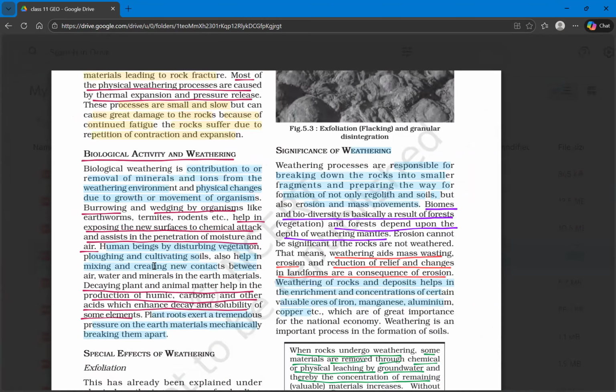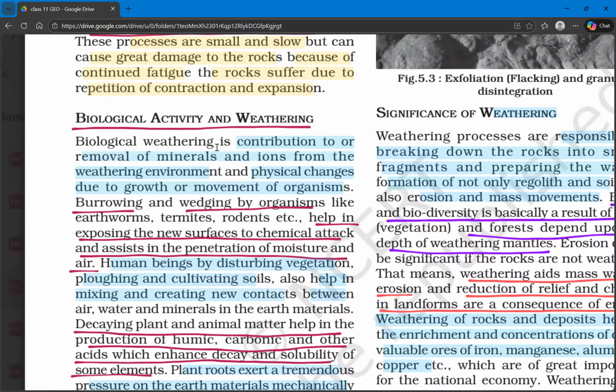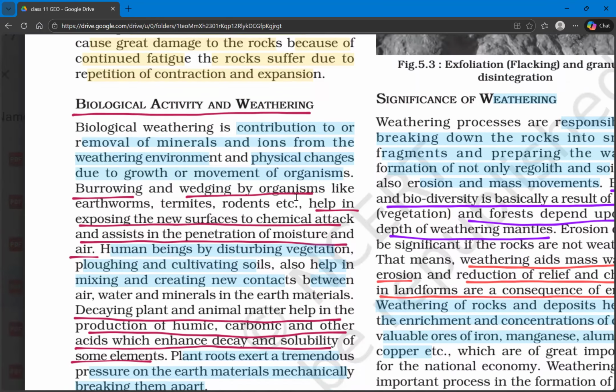And the next category is biological activity. So under biological activity, how is it contributed? Biological weathering is contribution to or removal of minerals and ions from the weathering environment and physical changes due to the growth or movement of organisms. So what happened? Due to the growth of organisms or movement of organisms, it leads to the weathering.